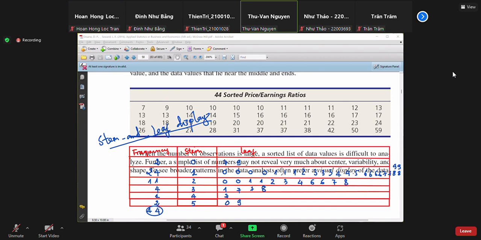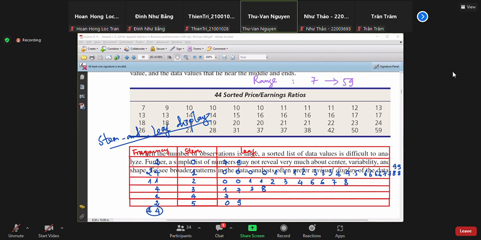Okay, so what we can gain from this stem and leaf display. Actually, we know the range of the data values. The range is from 7, the smallest, to the largest, 59. Okay, the range of data values. And then what else?